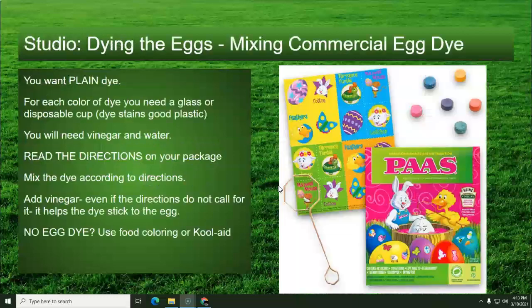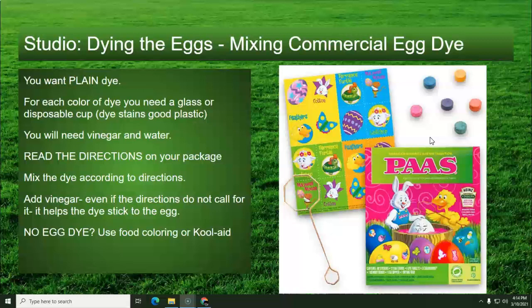So I'm going to tell you a couple different ways to dye eggs. If you're at home, you can use commercial egg dye. It's available right now. Just get the plain. Don't get any of the fancy stuff. Paas is usually available. It's like $1, and it comes with these little tablets that you dissolve in water. And use vinegar with the water. Read your directions on the package and follow those directions to mix it. And even if your directions don't call for vinegar, add a little bit of vinegar to your dye because it will help it stick to the egg.